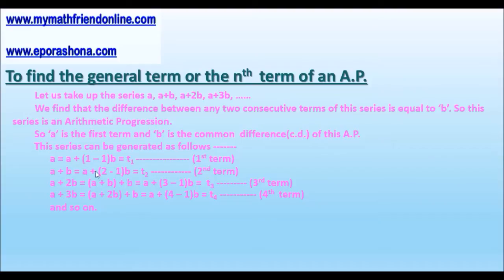Every time you see, a plus is common, this minus 1 is common, this multiplied by b is common. The only thing that is varying is this first number within the bracket, and that is the serial number of this term. If it is the first term, we have 1. If it is the second term, we have 2. For the third term, we have 3. And for the fourth term, we have 4.